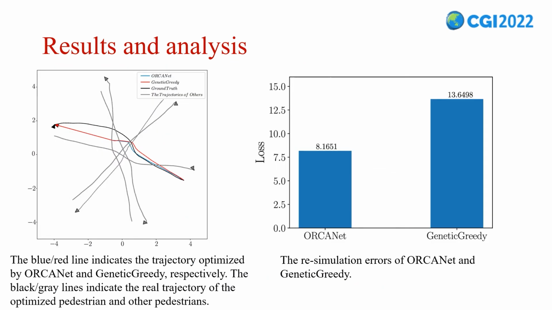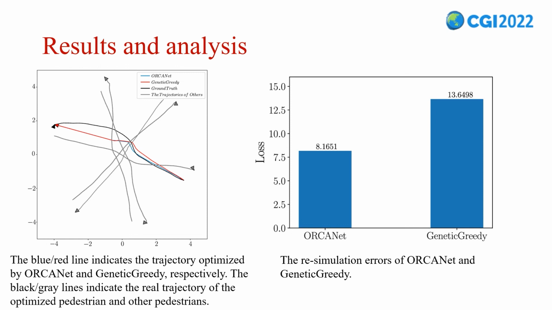We also compare with another parameter estimation method, genetic greedy, which is a combination of the greedy method and a genetic algorithm. It can be seen that the trajectory optimized by ORCAnet is closer to the real path in the first half, but in the second half of the trajectory, both optimized trajectories are far from the real-world dataset due to the limited capabilities of ORCA. In spite of this, ORCAnet performs better than genetic greedy.